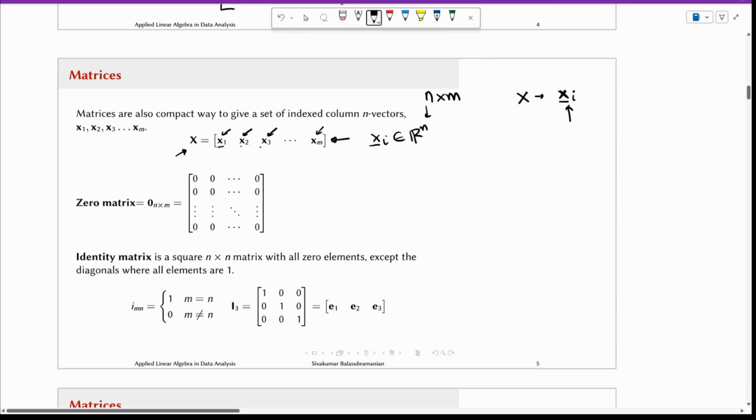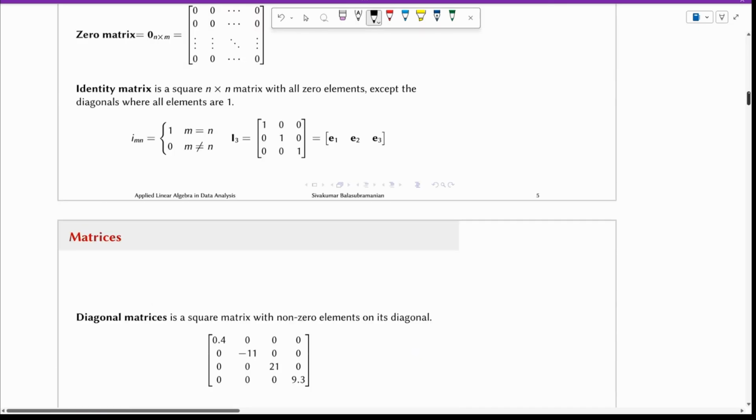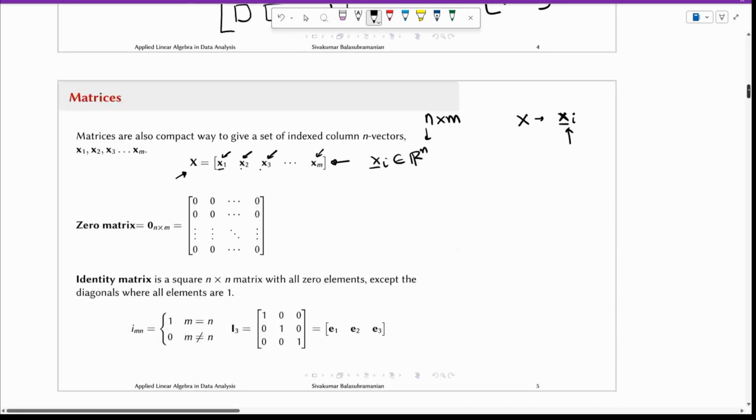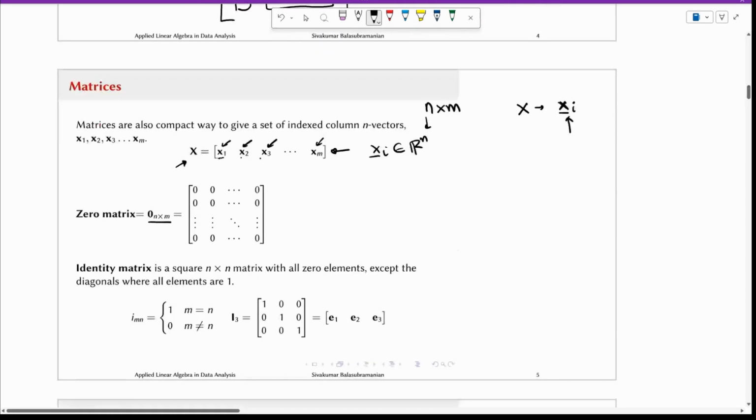Now we'll look at some useful matrices that we'll often come across. The zero matrix, all zeros. Whenever you see 0 subscript n cross n, that means we're talking about a zero matrix, which is essentially a matrix of all zeros. And if you're talking about an n cross m matrix of all real entries, then these are elements of the set.